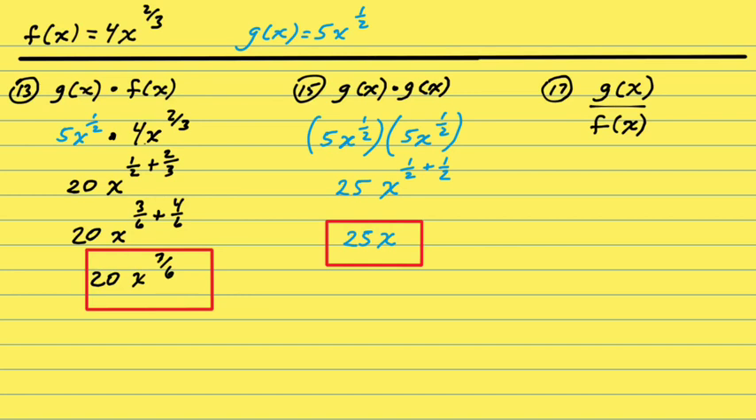Now 17 might be a little tricky because you can't leave radicals in the denominator. So what is g of x?